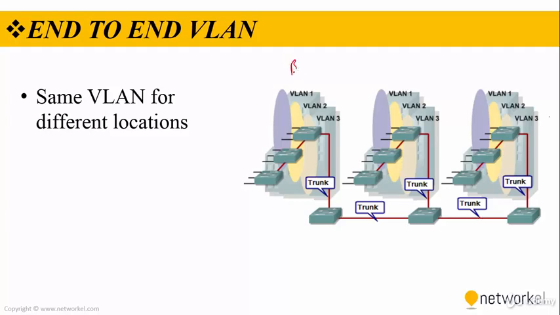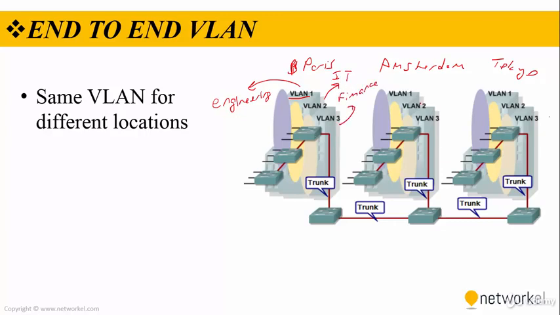And as you can see in the picture again, this building may be in Paris and the other building may be in Amsterdam, and here may be Tokyo. And if I'm using VLAN 1 for engineering in here, and VLAN 2 is IT, and VLAN 3 is finance in Paris, they are going to be the same for Amsterdam and Tokyo too.